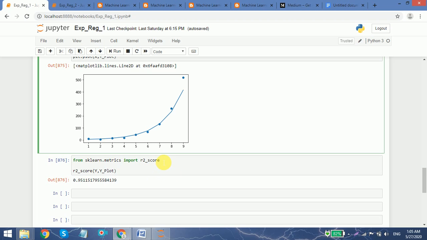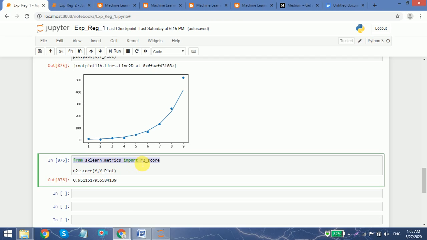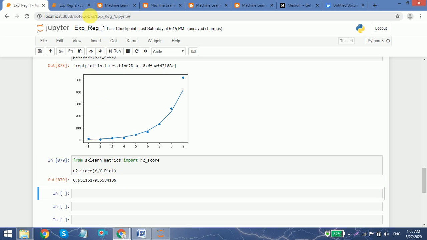For that we are going to import metrics and the R2 score from it. The R2 score calculates the accuracy of our actual data points, that was y, and our predicted data points, that was y plot. Okay, so our accuracy of the model is 0.95, so that's good.